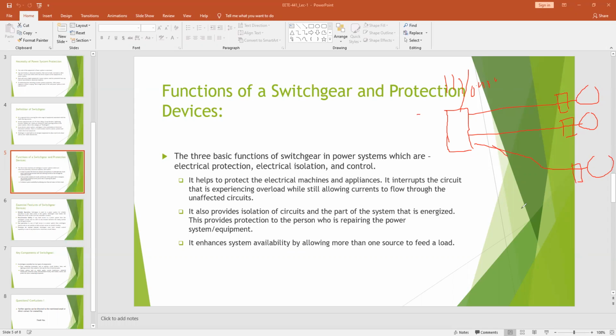Now, for some reason, this phase is experiencing some overload. Overload means, for example, the voltage and current flowing through this phase is a little bit larger than it was supposed to be. That means a current greater than the nominal current, which is the overload current, will flow through it and eventually through the appliances. If you allow it, after some time your appliances or equipment get damaged.